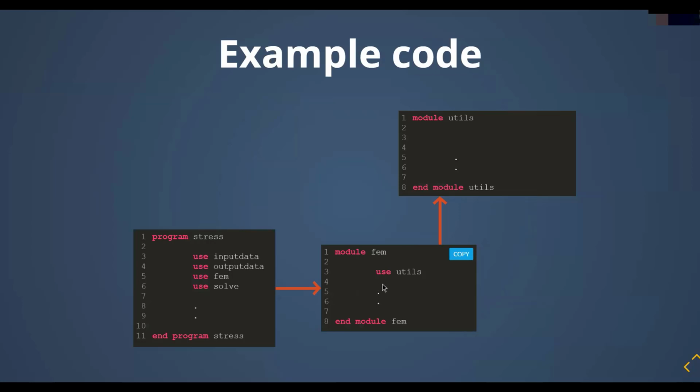And then in my module FEM, I use the utils module, and finally I have this module utils that is used by all modules. You can also see here that utils doesn't use any of the other modules. So it's self-contained in this case, so it doesn't depend on the FEM module.